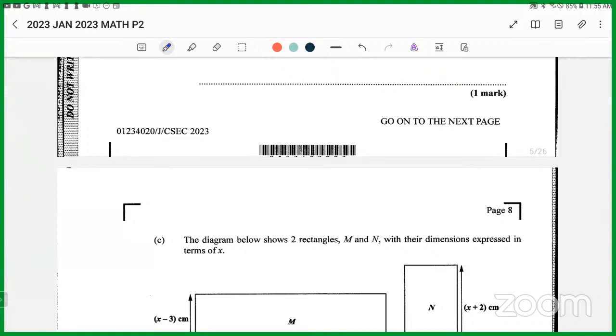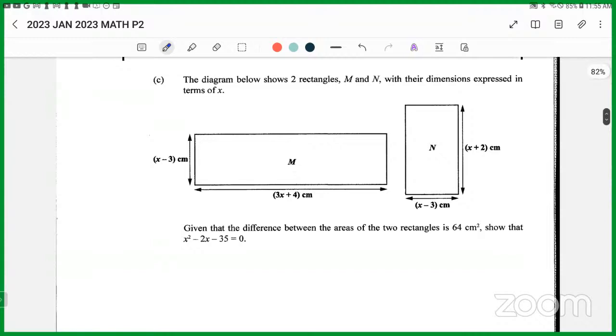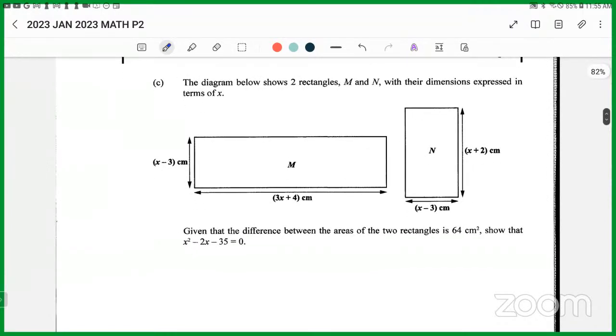All right, so 2C was a little bit of a challenge. This one says the diagram below shows 2 rectangles, M and N, with their dimensions expressed in terms of x. Given that the difference between the 2 areas of the rectangles is 64, show this. So this was that challenge question I gave you. We want to find the area of M and the area of N and subtract them.